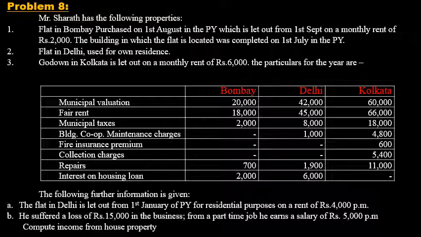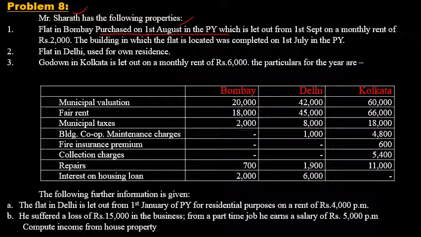The first point you have to note down here is the Bombay flat purchased on 1st August in the previous year. Mr. Sharath is the owner of the property from 1st August onwards. So we have to calculate the income from the month of 1st August or from the month of August.